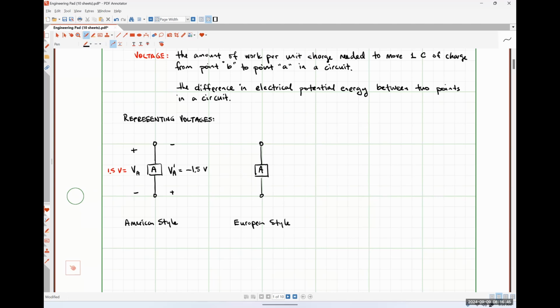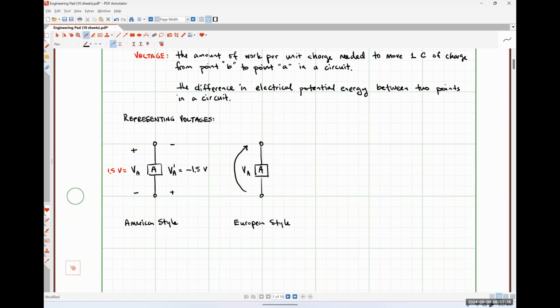European style. And in the European style, we still have our magnitude, but instead of using a plus and a minus sign to indicate the polarity of the voltage, they instead use a curved arrow, where the head of the arrow is pointing towards the positive polarity terminal, and the tail of the arrow is at the negative polarity terminal.